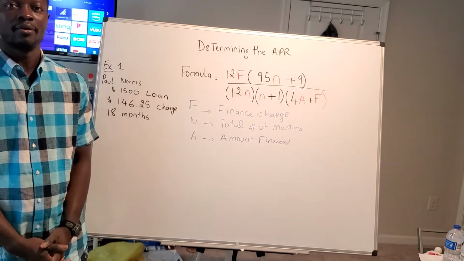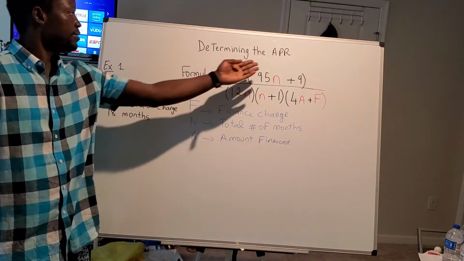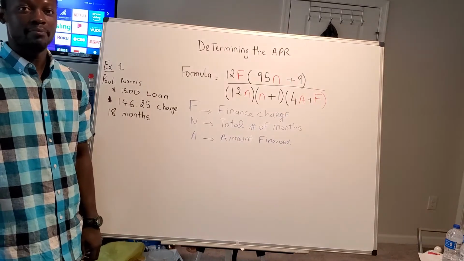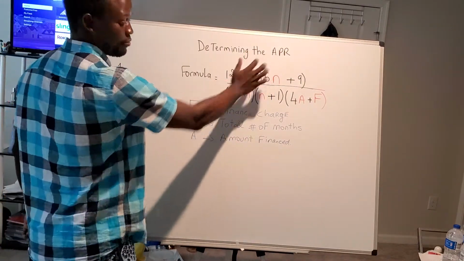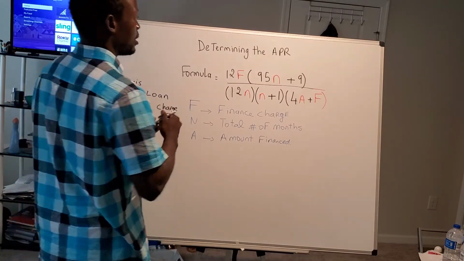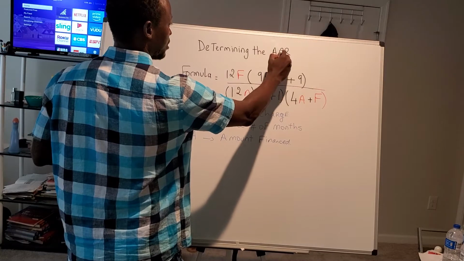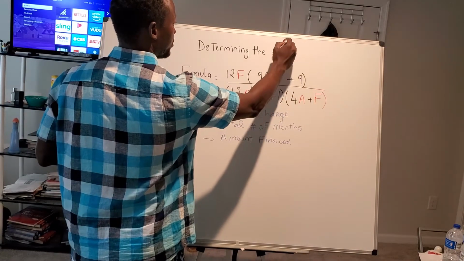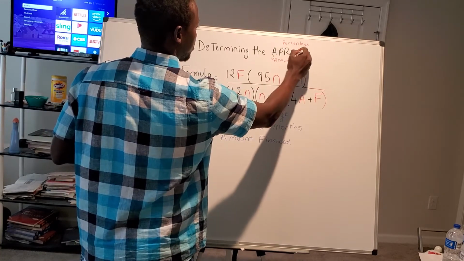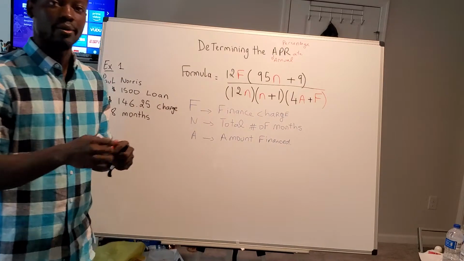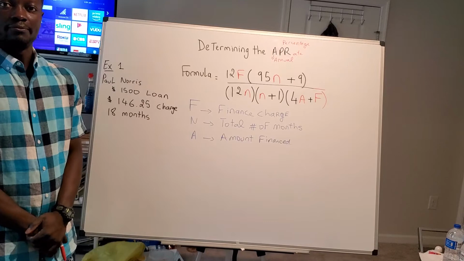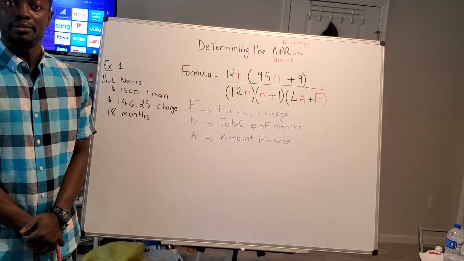Today we are going over the lesson determining the APR. As we talked about in class, APR stands for what? Annual, right? The P stands for percentage, and the R stands for rate, right? Annual percentage rate. So that means for the year, that will be the rate that you will be paying.